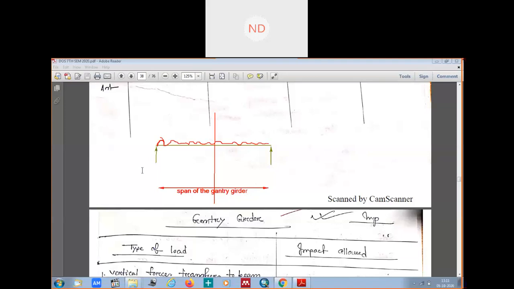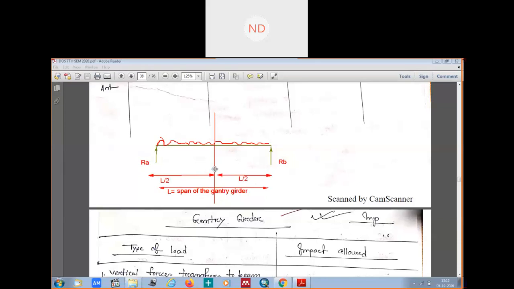This is the center, and here suppose the reaction will be RA, because the point was A there. This is RB. Since this is the center, both halves will be equal. Suppose this is L, the span of the gantry girder. Then this will be L by 2, and this will also be L by 2. Here also L by 2.